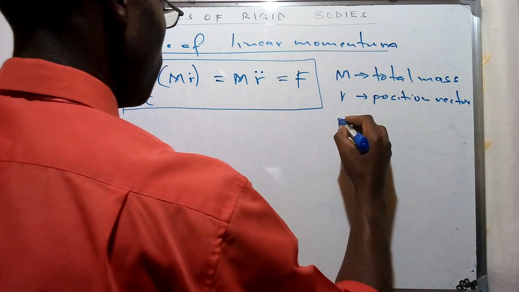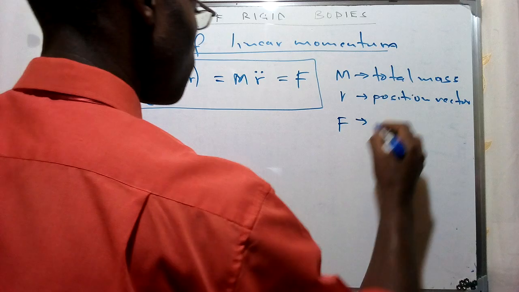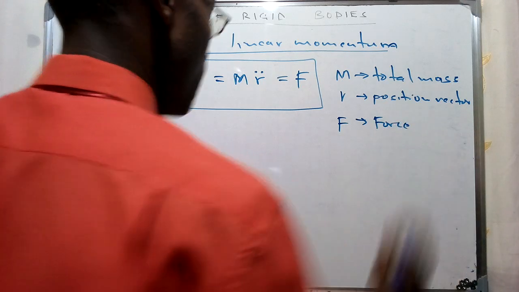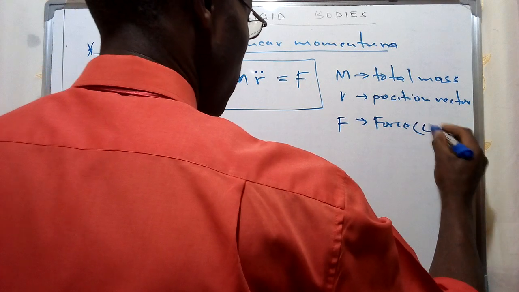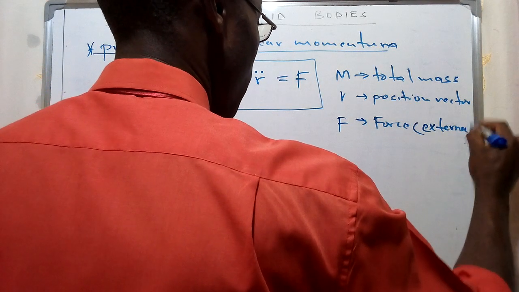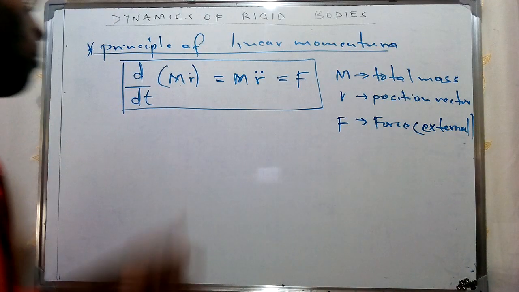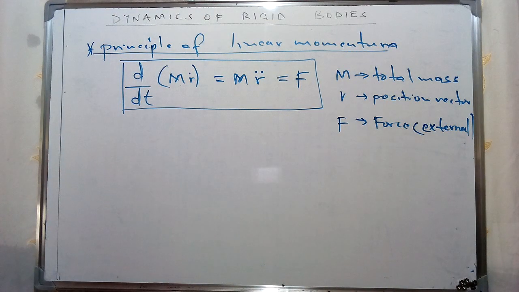Now, we are going to have this aspect of a force, which is basically the net external force which we are going to consider against this specific rigid body. And these basically form the summary of the principle of linear momentum, which we are going to consider in the dynamics of rigid bodies.